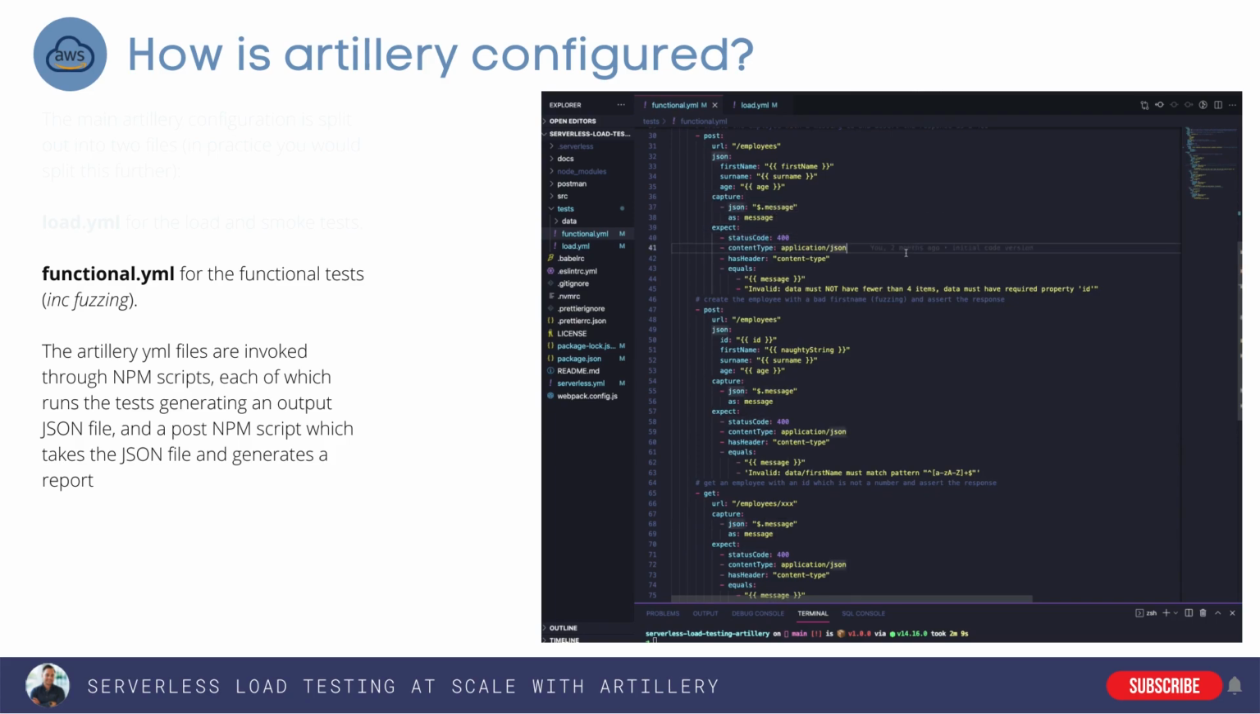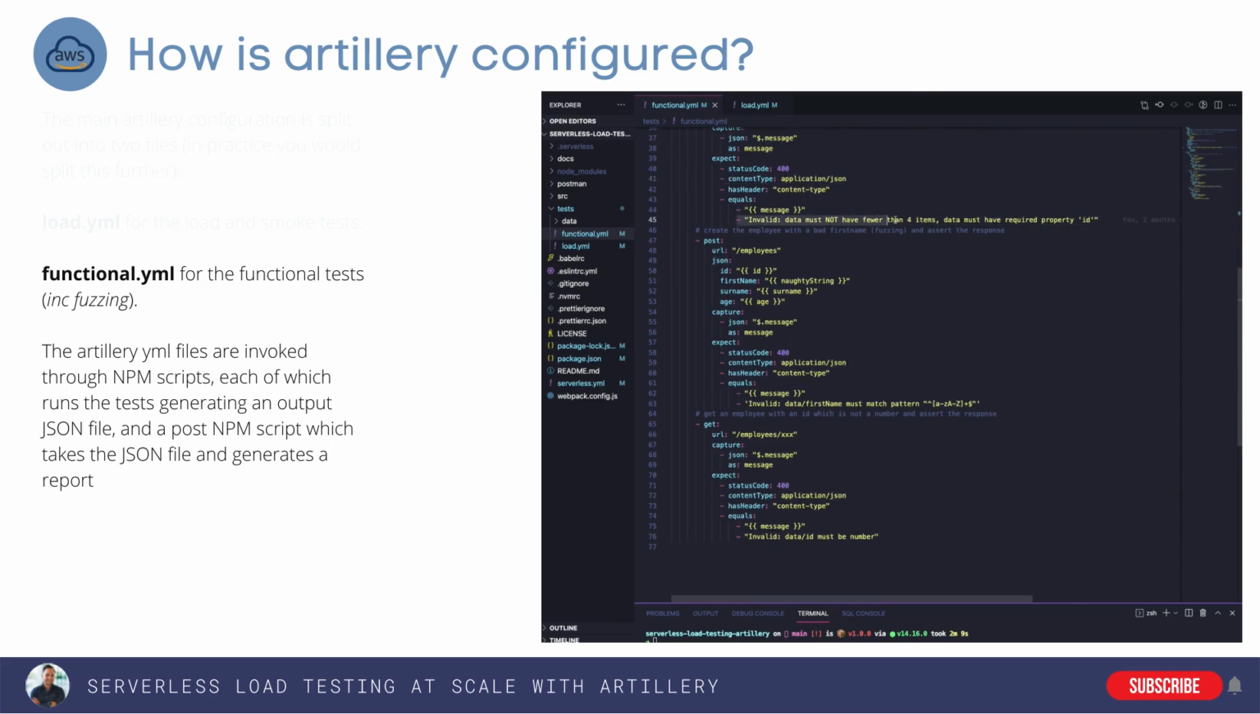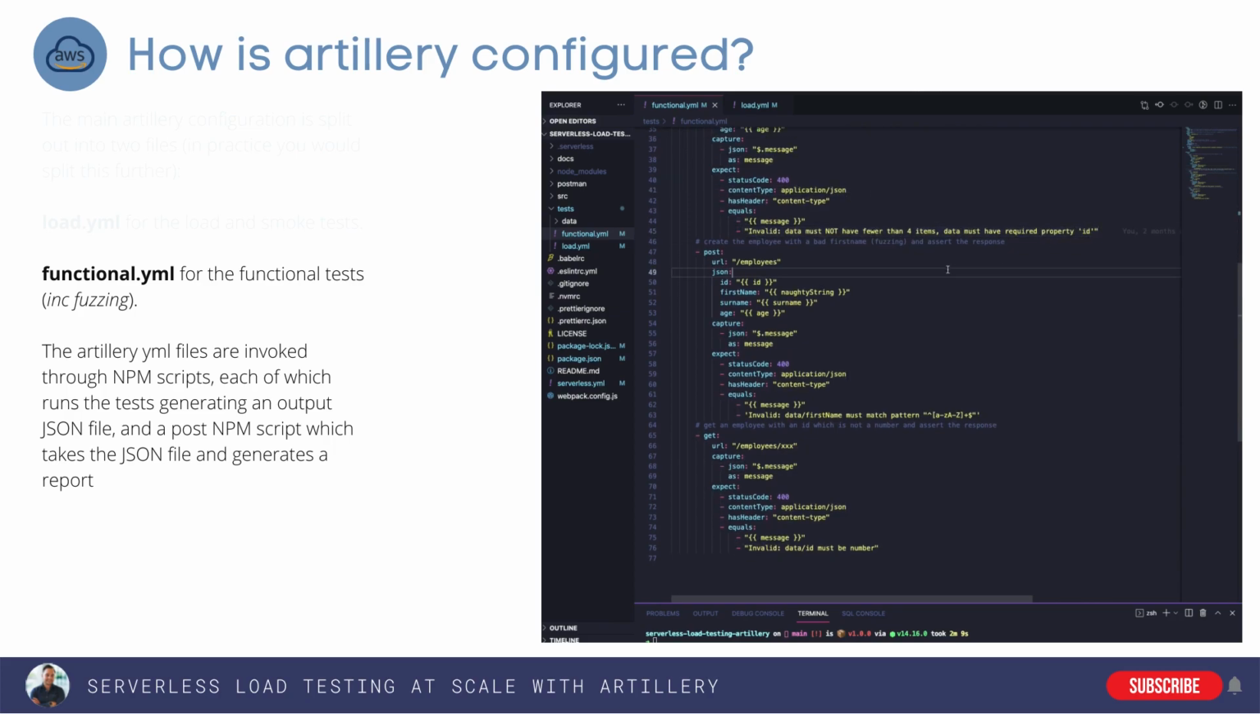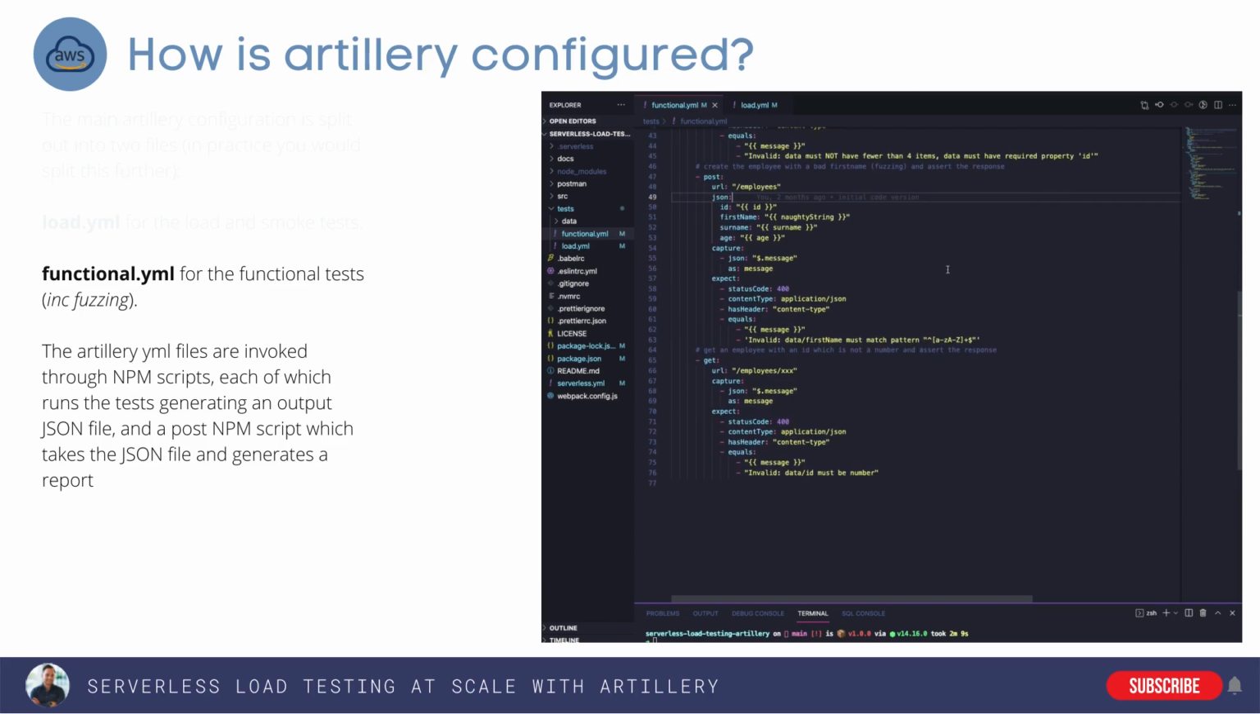You can see we get a 400, and the error message is invalid, data must not have fewer than 4 items, and that the missing property of ID. Next, we're checking for a bad first name, and this is where we're pulling in the naughty string from fuzzing.